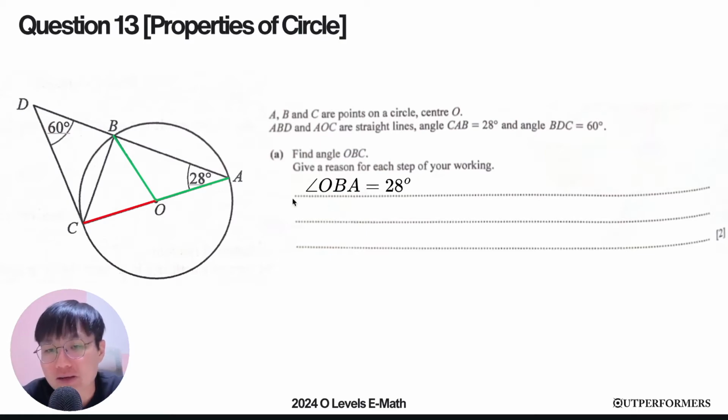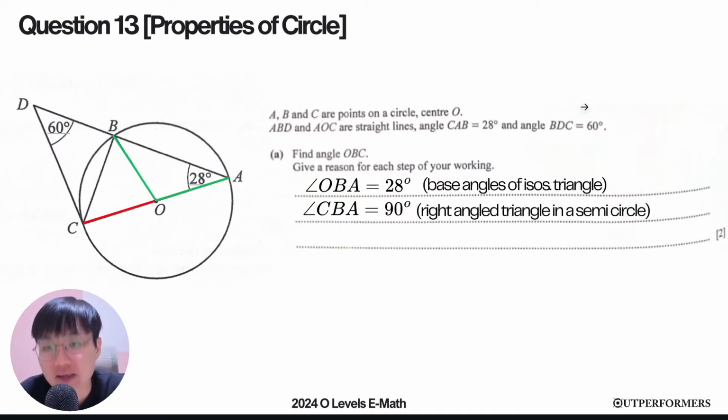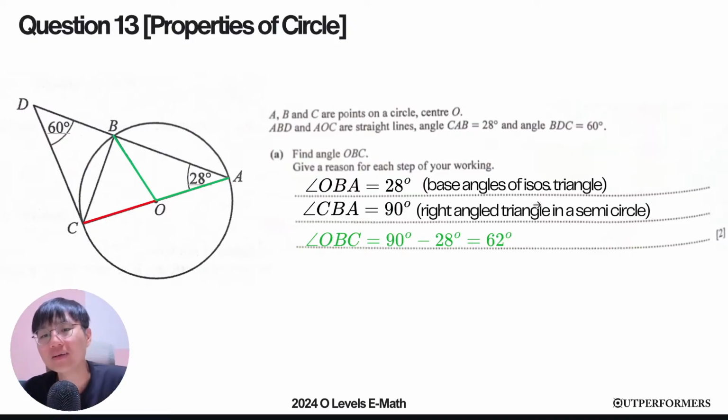So for angle OBA, we can straight away say that it's 28 degrees because of base angles of an isosceles triangle. That's one. I can also say angle CBA is 90 degrees, and that's because of the right angle in a semicircle. With the help of these two, I can just take 90 minus 28, because this entire thing is 90, this is 28, and this angle we want is 62 degrees. Okay? Right, so that's for part A.